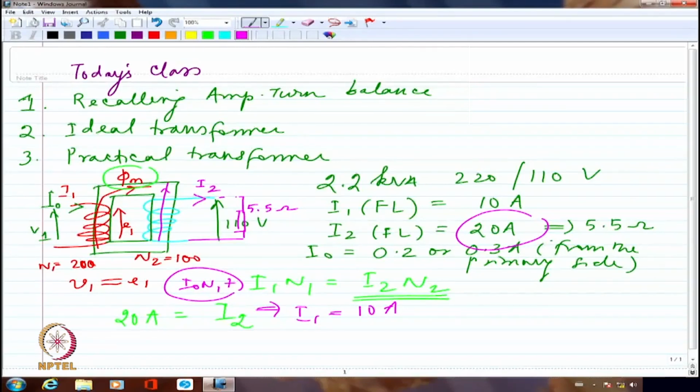So we have seen basically that the transformer is going to follow V1 by V2 equal to N1 by N2 equal to I2 by I1. This is the relationship that is going to be followed by the transformer. Let us start off with ideal transformer action, and then let us go over to the actual practical transformer.